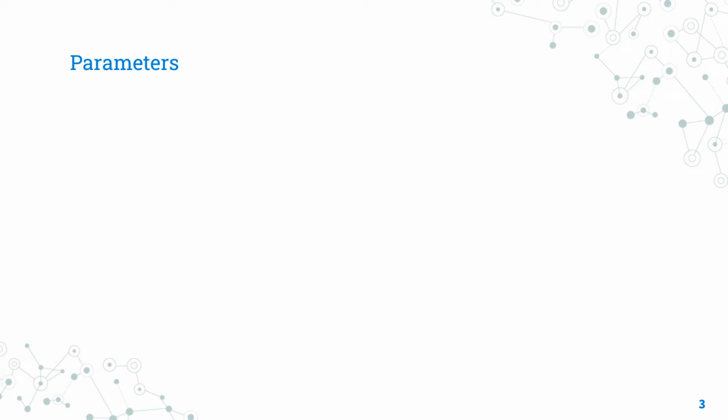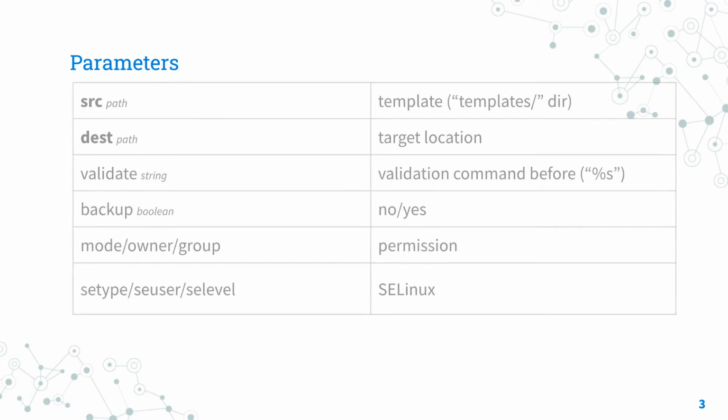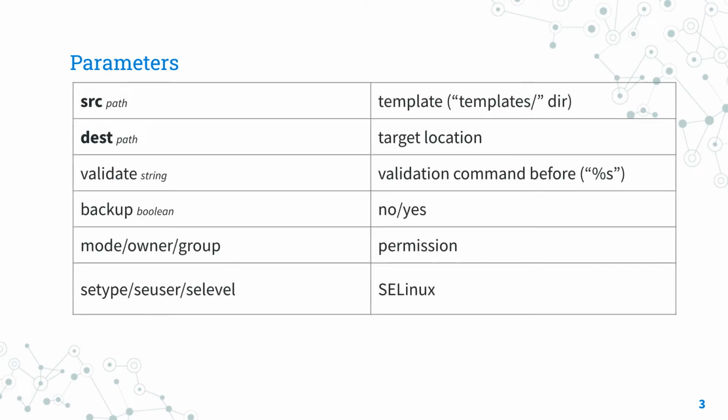Parameters. Let me highlight the most useful parameters for the template module. The only required parameters are src and dest. The src parameter specifies the template file name. Templates usually are stored under the templates directory with a .j2 file extension. The dest parameter specifies the path where to render the template to on the remote machine.